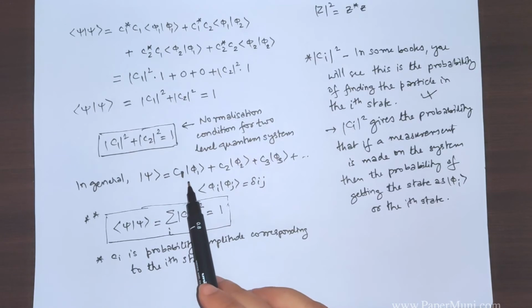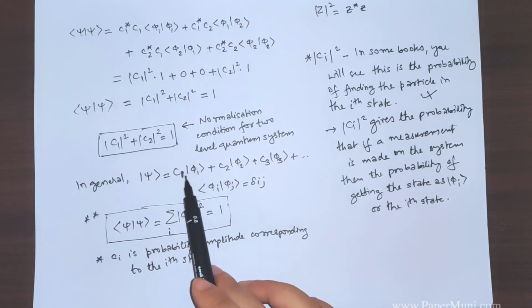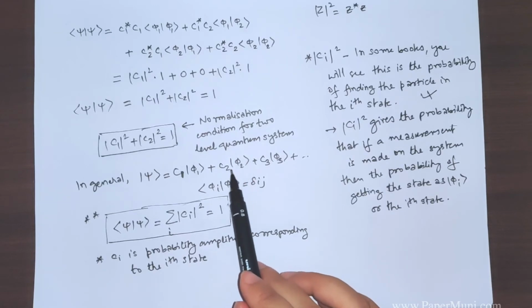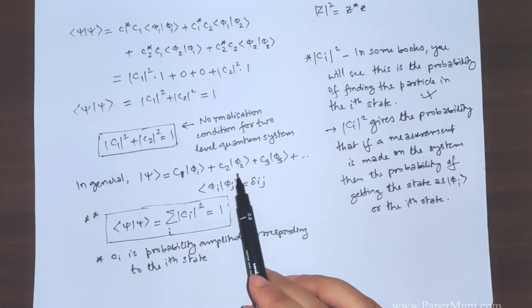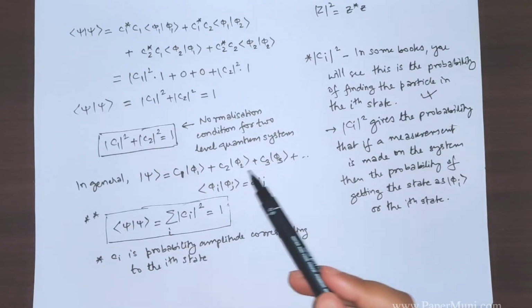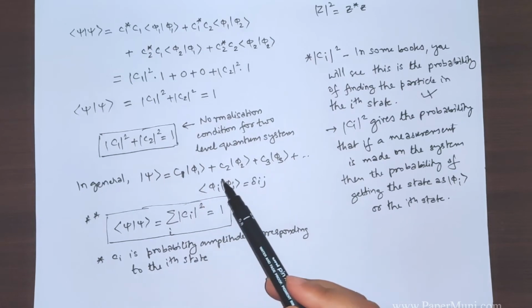So in that case, say if you make a measurement 100 times, then 50 of them will give you a measurement corresponding to this state, and 50% of the times you'll get a measurement corresponding to this state. All right, so it's not that the particle is in that state. Yeah, finally it will collapse to that state, but initially it's not in that state. Okay, so this is how you should understand it.